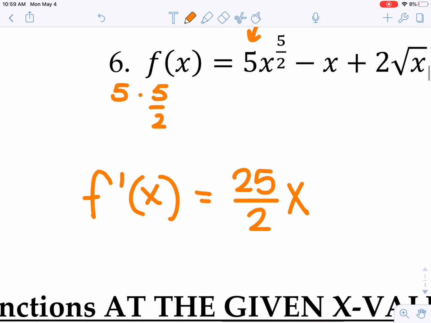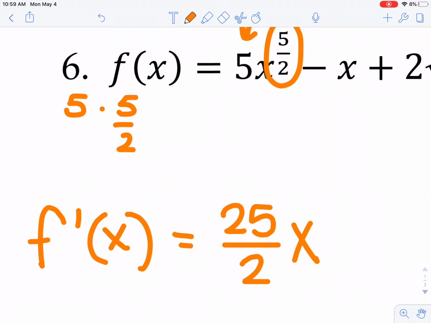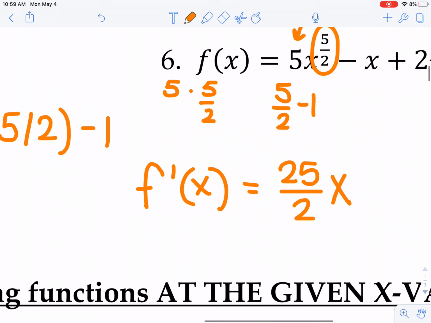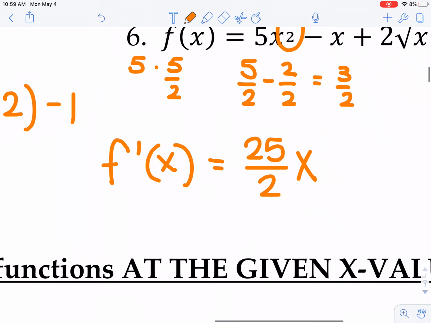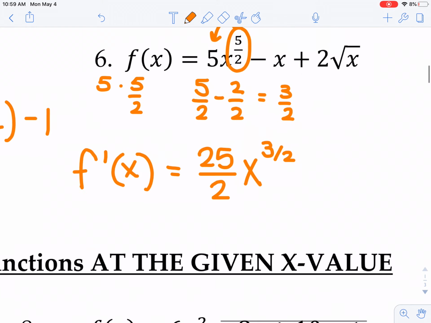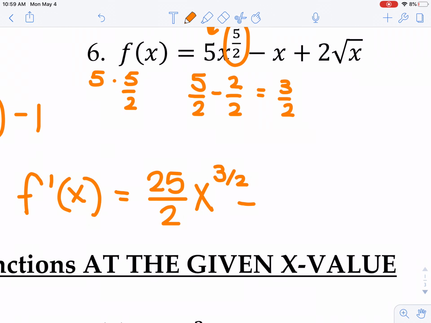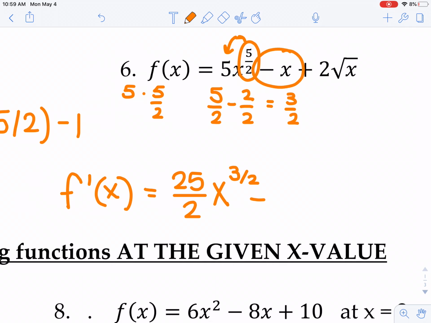X to the, I've got to drop this power down by 1, which literally means subtract 1. Again, I could use my calculator. If you did, you would type something like this into your calculator. I could do it in my head. 1 is equivalent to 2/2. So 5/2 minus 1 is 3/2, and that's my new power. So I'm not doing anything different than what you learned yesterday. It's just harder with fractions. This minus x, if I take the derivative, that's just going to be a -1.